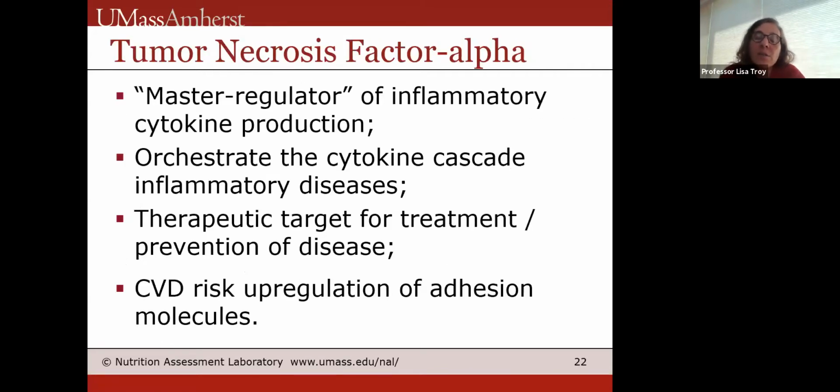Okay. The last one that we'll cover is TNF-alpha. It's called a master regulator because it has so many impacts on different inflammatory cytokines. It kind of orchestrates the cytokine cascade. And again, that's why it's targeted so much for disease prevention, to either treat diseases or prevent them. And in CVD risk, TNF-alpha upregulates adhesion molecules, and that increases CVD risk.